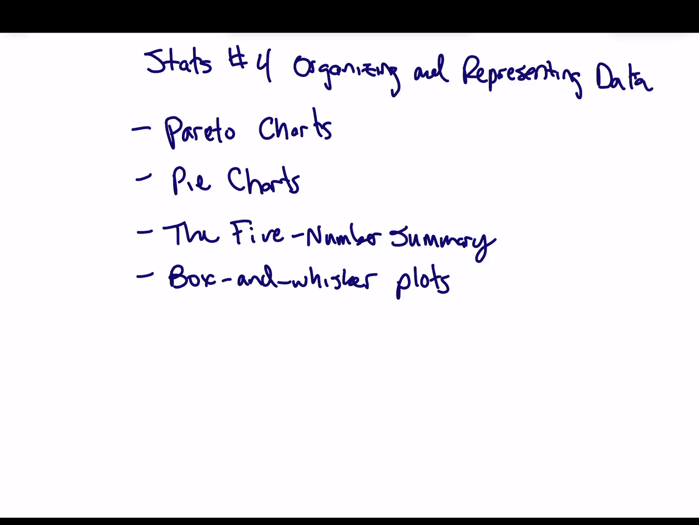Welcome to another lesson of Math 0420 Introductory Algebra. In this video, we will be discussing stats number 4, organizing and representing data. In this section, we will be discussing Pareto charts, pie charts, the 5-number summary, and box and whisker plots. Let's start with a definition.